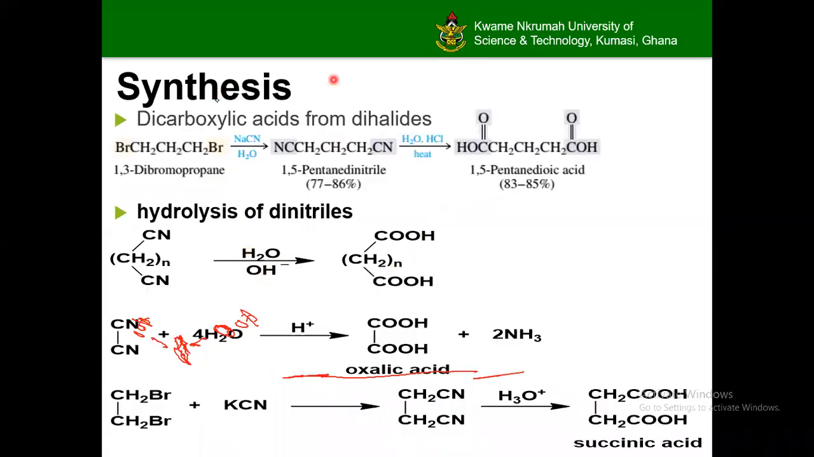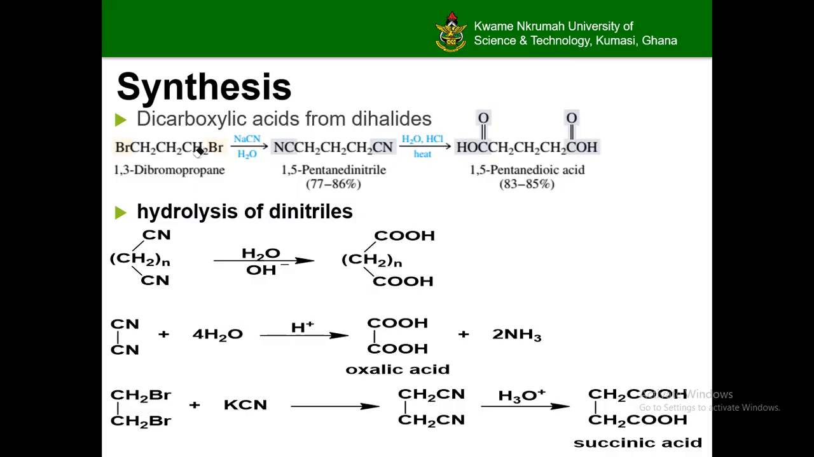Good. The next one we have is formation of dicarboxylic acid from dihalides. So we have an alkyl group with 2 halogens, right? Then we can change the dihalide to a nitrile, so a dinitrile group. After getting the dinitrile group, we can heat it in the presence of aqueous acid, and that will give us our dicarboxylic acid compound. Very simple, right? So we took it from the dihalide using sodium cyanide, and then water, and after that we heated it in aqueous acid, and then we got our final product.